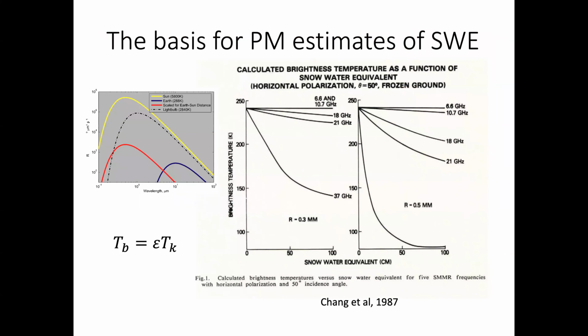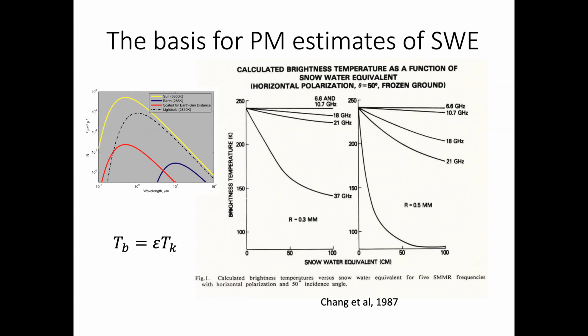The basis for most SWE products is the brightness temperature at different frequencies. Brightness temperature is directly related to the physical temperature of the object times a scalar called emissivity. A perfect black body has an emissivity of 1, the curves we saw earlier on the left. In the equation here, Tk is the kinetic or physical temperature, and Tb is the brightness temperature. Epsilon is the emissivity.